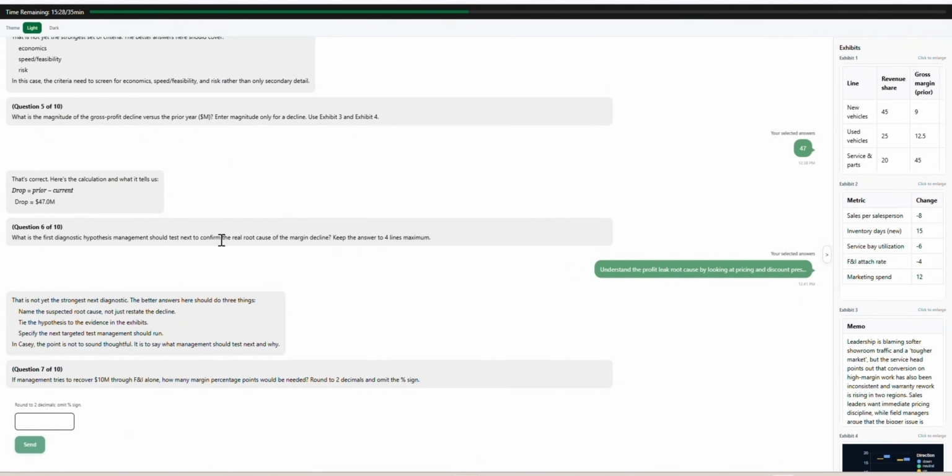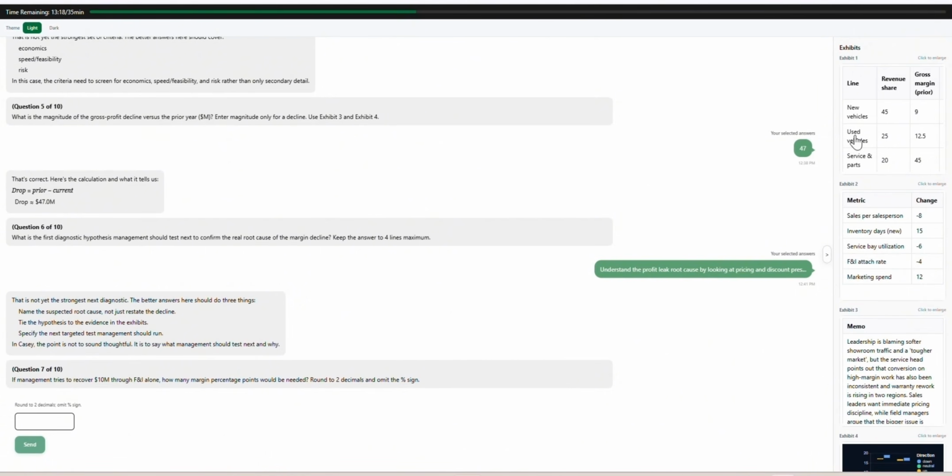The question is, if management tries to recover $10 million through F&I alone, how many margin percentage points would be needed? Round up to 2 decimals and omit the percentage sign. Looking at exhibits, what we know is that F&I revenue is about $200 million. So what we're really doing is trying to figure out what proportion of 10 million is 200 million.